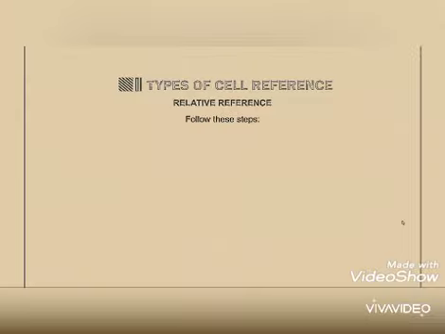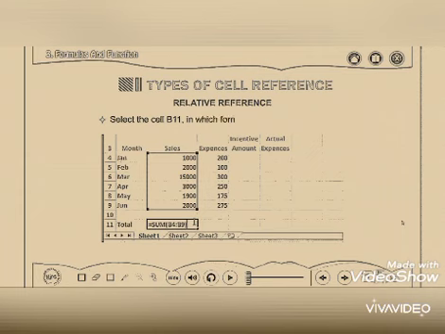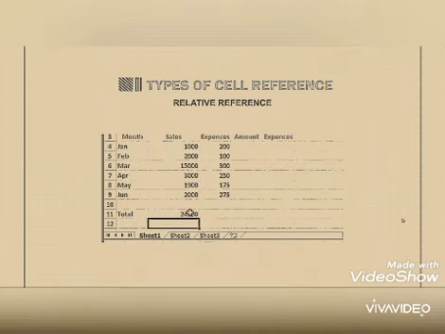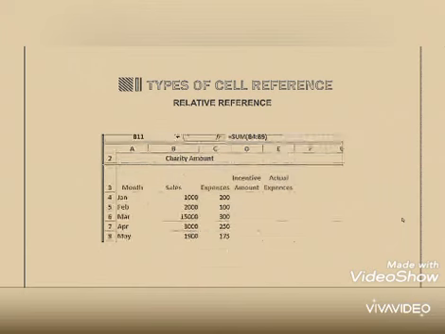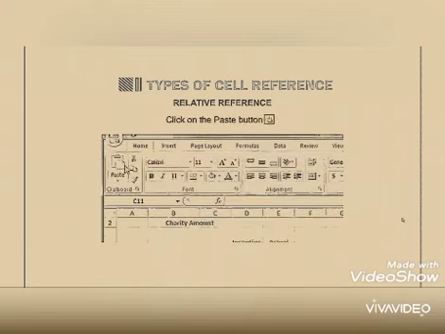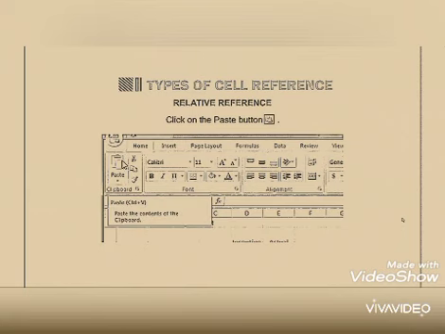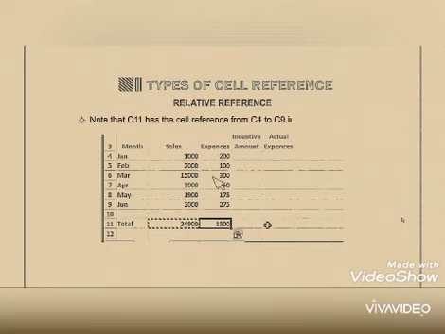Follow these steps. Select the cell B11 in which the formula =SUM(B4:B9) is written. Click on the copy button. Select C11. Click on the paste button. Note that C11 has the cell reference from C4 to C9 instead of B4 to B9.